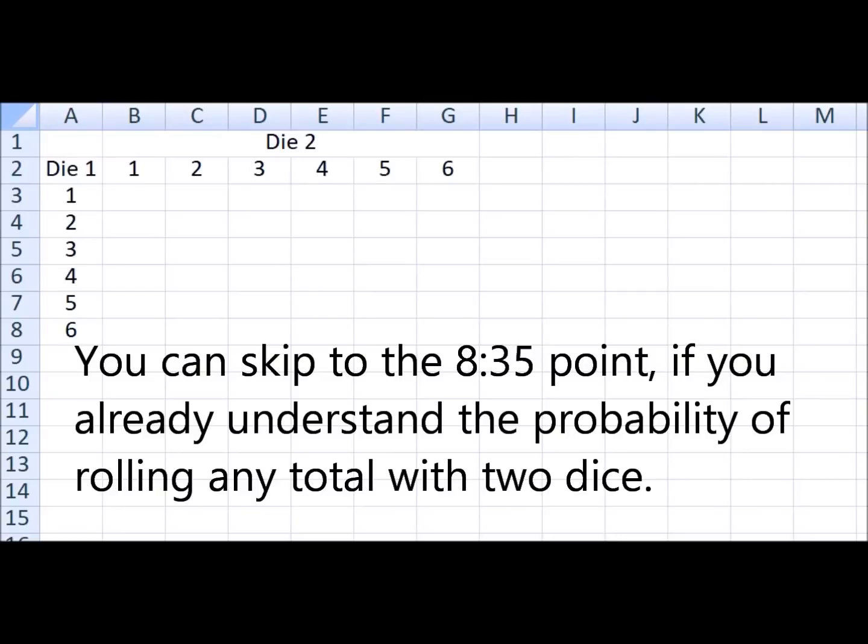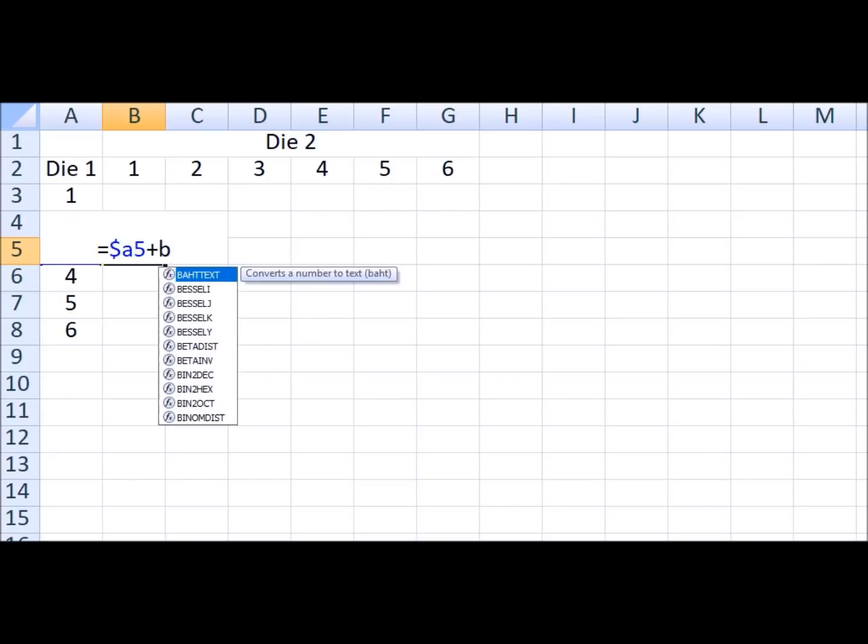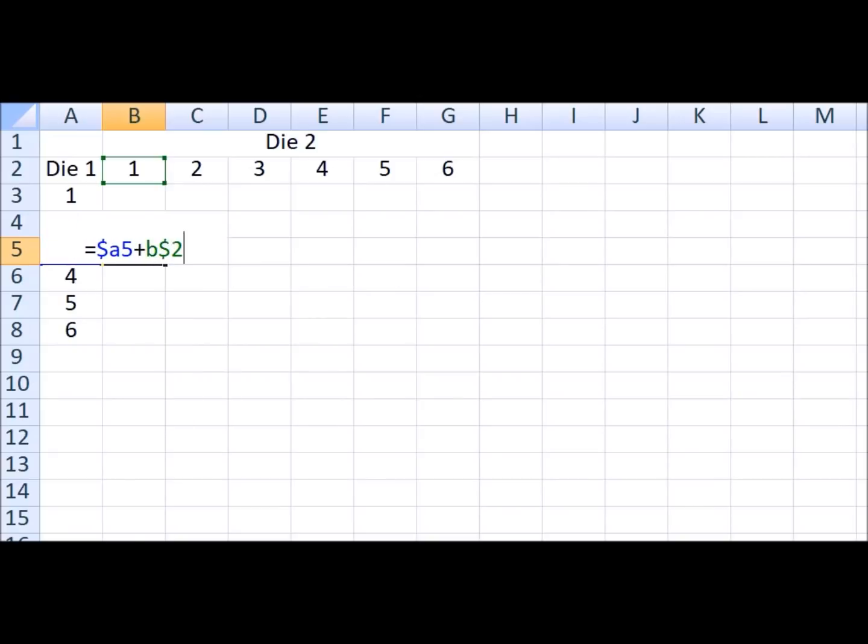To calculate the odds in craps, it's essential that you be able to calculate the probability of any given total with 2 dice. If you already know that, you can skip this part. So let's label the dice die 1 and die 2. Each one of them can be 1, 2, 3, 4, 5, or 6. So in the body of this table here, let's put the total of the 2 dice.